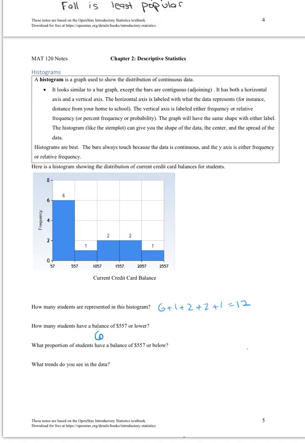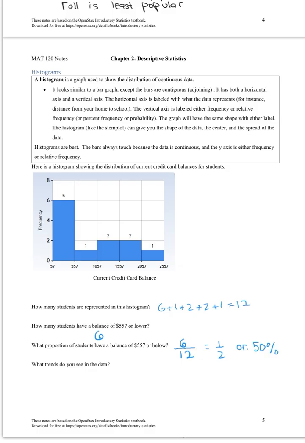On to the next question. They ask what proportion of students have a balance of $557 or below. Now, the difference here is this says proportion. So in this example, we're going to write this as a fraction. 6 students out of a total of 12 have a balance of $557 or below. If we reduce this, this would be the same as 1/2. If you choose, you could even write this as a percentage, which would be 50%.